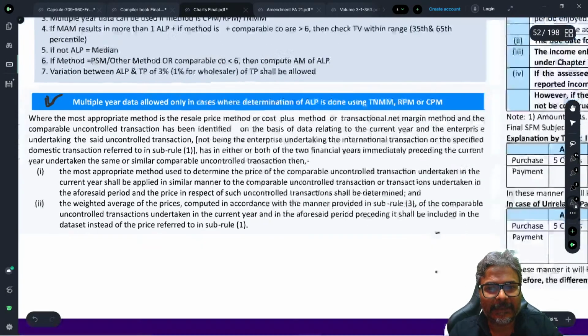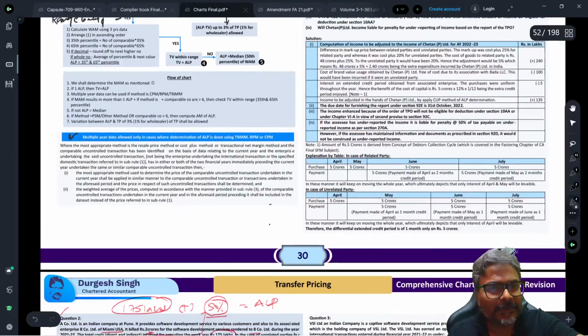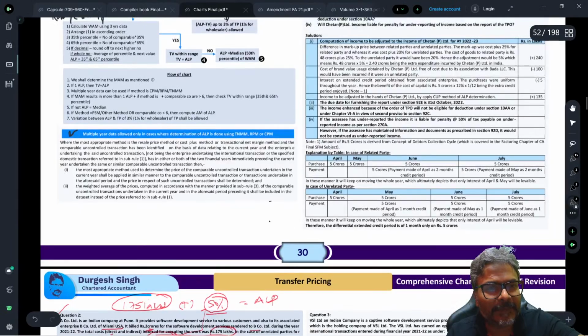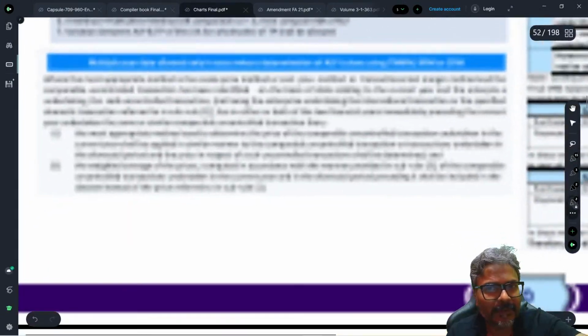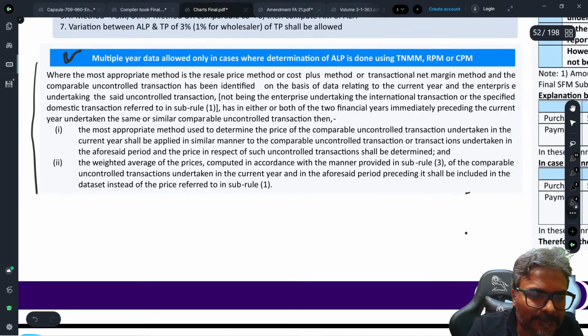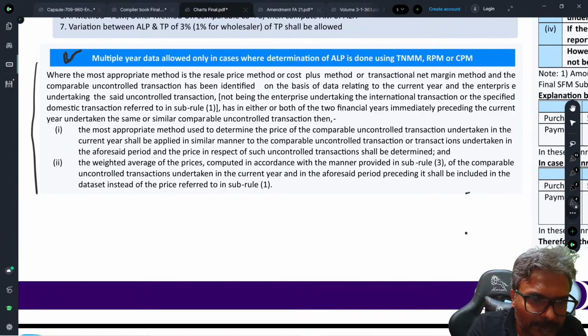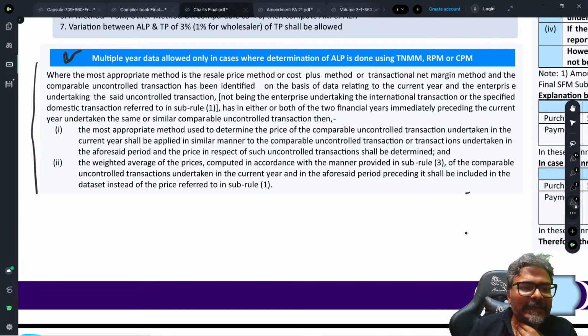Students, here, in fact, what we are given in the question, this multi-year data, students. Here let's have a look. In this multi-year data, students, what exactly is it?